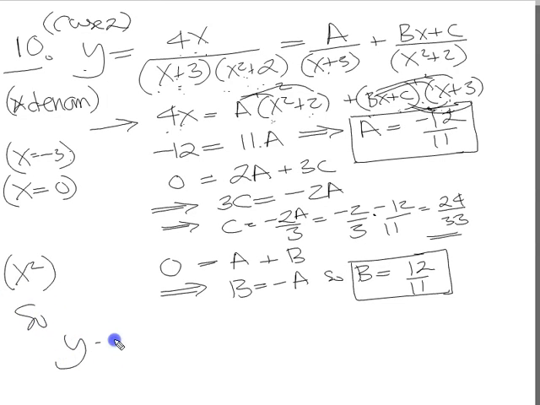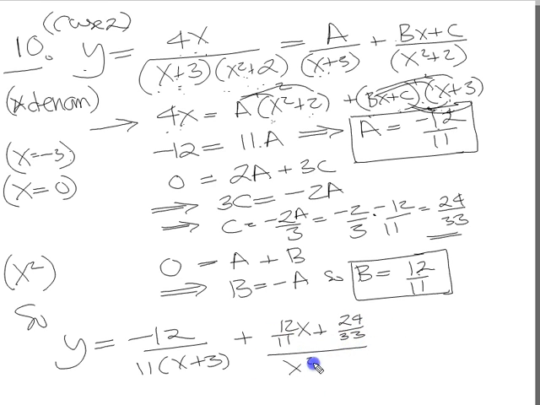So now we can write the answer then. So y equals a over x plus 3, which is minus 12 over 11, drop the 11 down to b with the x plus 3, plus bx plus c. I'll just write out the awkward fractions. Bx, 12 over 11 times x, plus c, which is 24 over 33, all over x squared plus 2. There's our answer then.